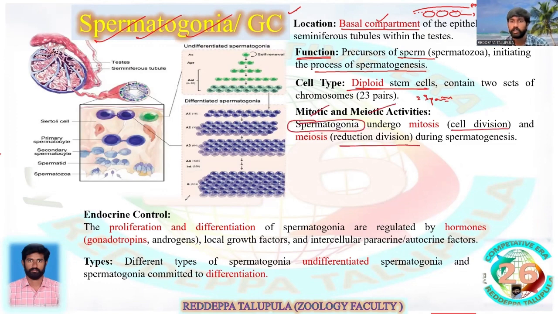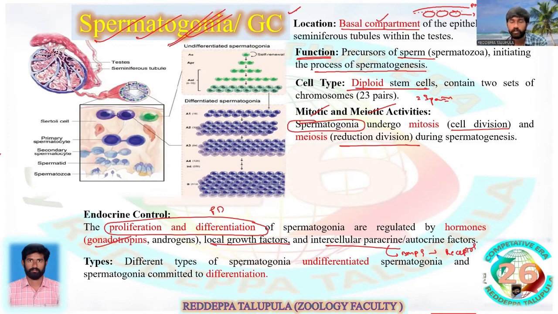Next, if you talk about the control, that means the proliferation and differentiation of spermatogonia are regulated by hormones and local growth factors, intracellular paracrine. For example, if you talk about the paracrine, BMP9, which I just discussed, is involved in the development of receptors on these particular cells.